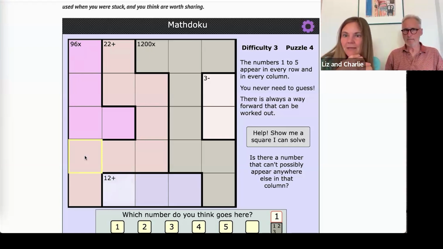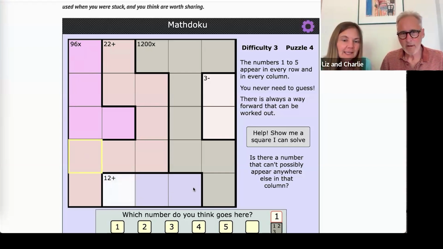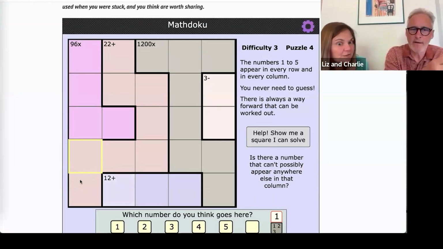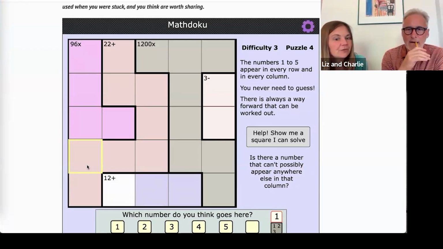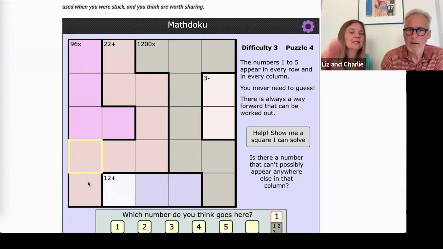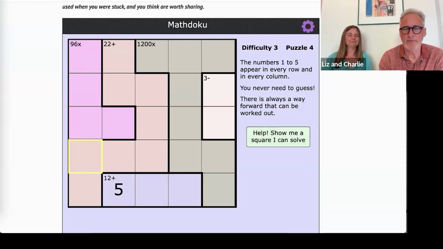Say that again. I think that here we've got 5, 4, and 3 used in this. So we can't use a 5 here. And we know that these 2 numbers have got to be a 5 and a 1. So that's got to be a 5. Sorry, I got that wrong. You're right to correct me. This is a 5. The yellow square is a 5.